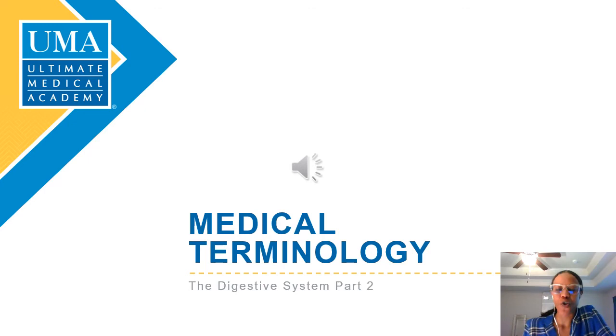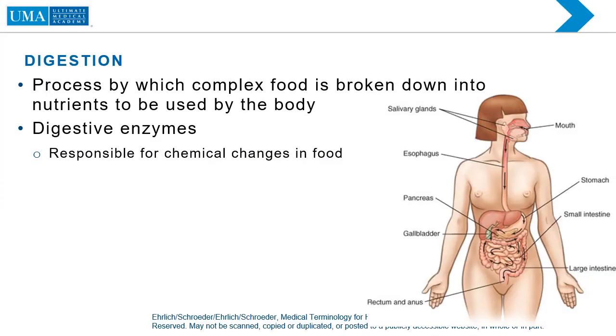In today's lecture, we'll discuss some diagnostic procedures as well as metabolic conditions and also the process of digestion. So, let's dive in. Let's first begin with the medical term digestion. Digestion is the process by which complex foods are broken down into nutrients in a form that the body can actually use. Here we have digestive enzymes, and our enzymes are responsible for those chemical changes that actually break the food down into simpler forms of nutrients.